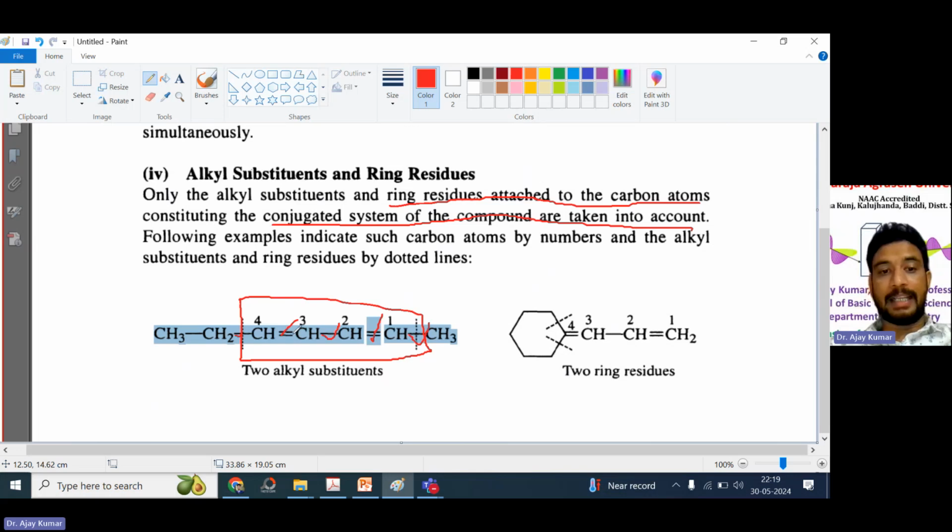of that particular diene system, that is called an alkyl substituent in case of aliphatic or straight chain dienes. And here if we talk about this particular structure, we have double bond, single bond, and again double bond. So this is the conjugation, double, single, and double. It is a base of conjugation. And how many substitutions are there on that particular conjugation? This is the substitution and this is the substitution. So there are two ring residues at this.